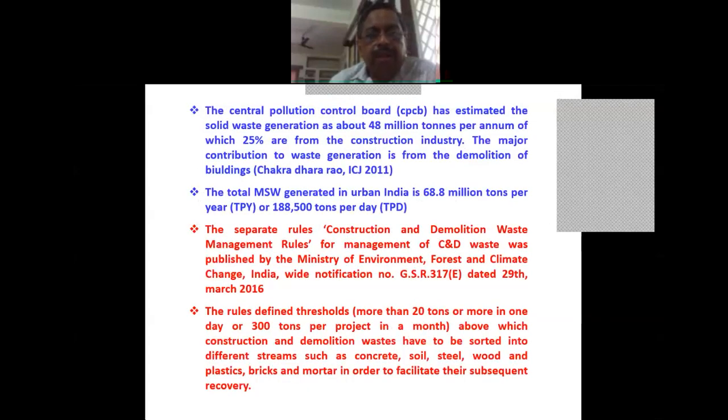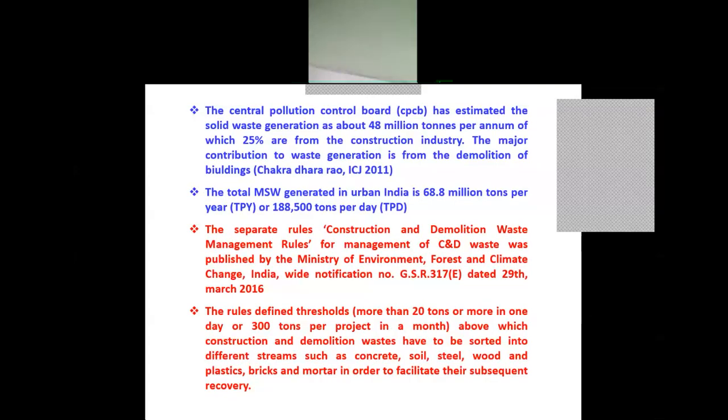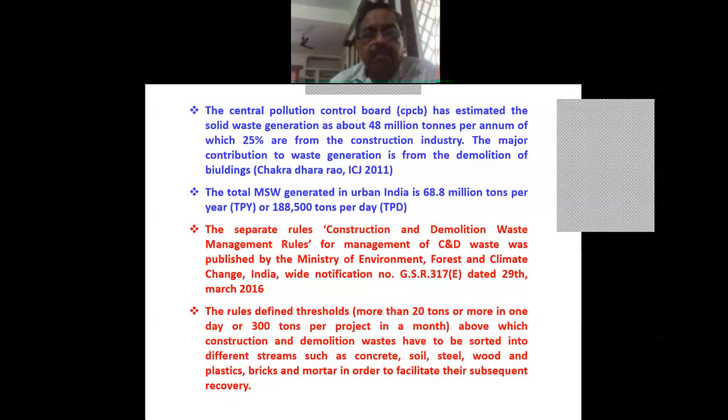The government is also taking care of using this material. The Central Pollution Control Board has estimated that this waste generated is around 48 million tons per annum, of which 25% is from the construction industry, and the major construction waste generation is from demolition and building waste. Because generation to generation we are changing the requirement, going from old house to new house, single house to multi-dwelling house and all that, there is a lot of demolition taking place in the urban area.